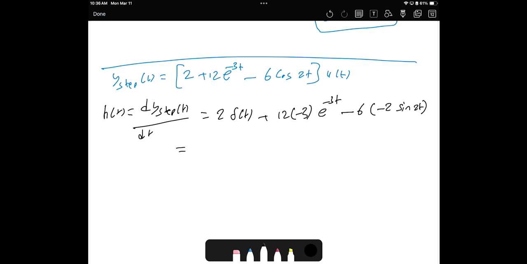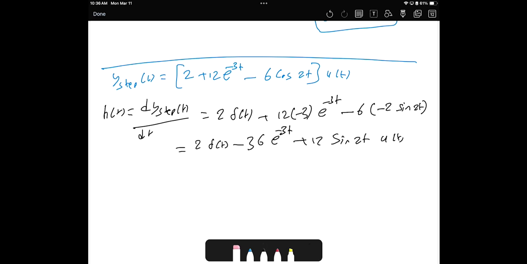Right, let's see. It will be 2 delta of t. 12 times negative 3 will be negative 36 e to the negative 3t. Negative 6 and negative 2 will make it plus 12 sine 2t, and all of them times u of t. Okay, now I get it.